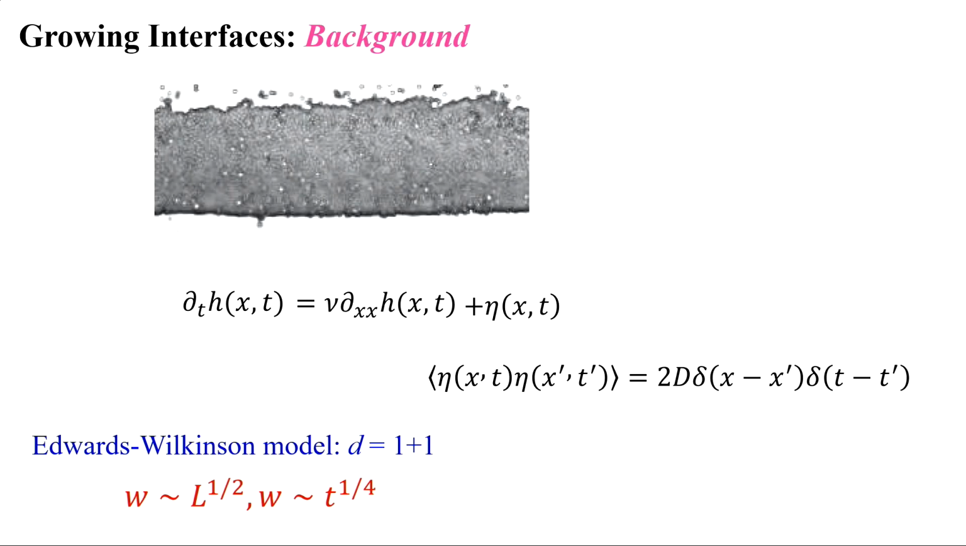And if one does this for a one-dimensional system, with the other dimension being time, one gets the roughness of this interface scaling with the system's size to the power of alpha, and the roughness with time to the power 1/4. Of course, this is at much later times, when the system has reached saturation and so on.